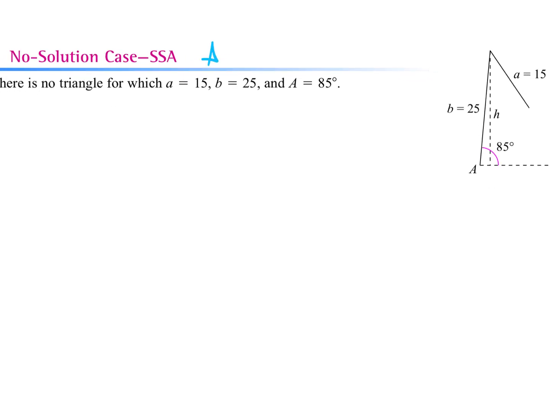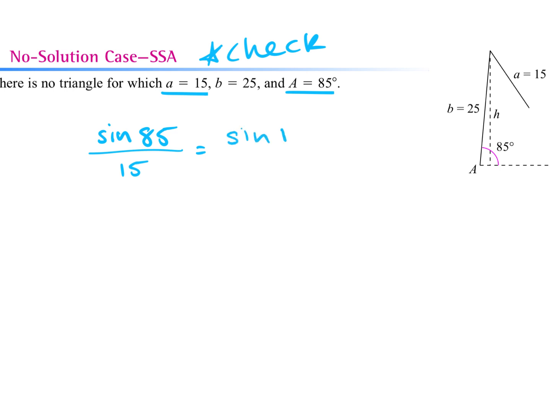So in example 4, we're given two sides and an angle. So we have to check for two triangles. Just make a little note: if you're given two sides and an angle, you want to check. So we want to start with the pair. We have angle A and side a. So that's going to be the proportion that we start with. Sine of the angle, so sine of 85 over 15 is equal to sine of B over 25.